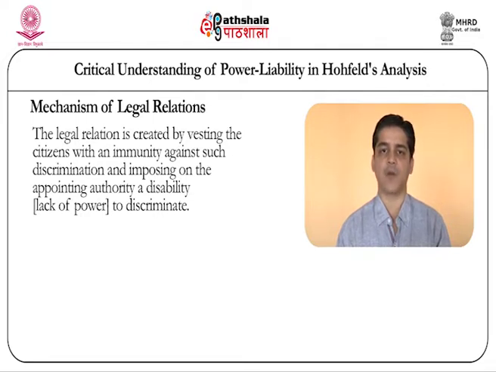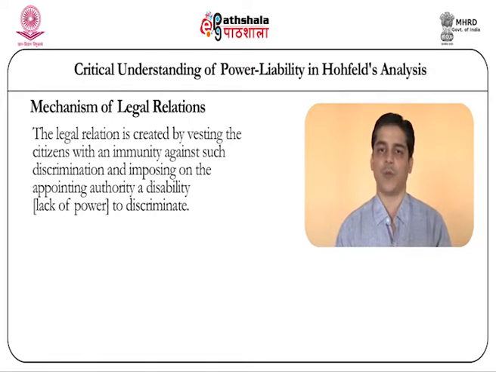If they had the power to discriminate, it would be a power to discriminate. But in this case, they have been told that they do not have the power to discriminate. This relationship of disability on the part of the state and immunity on the part of the citizens creates a legal relation between the state and the citizen, which, as we see, achieves the purpose of ensuring that equality of opportunity prevails.